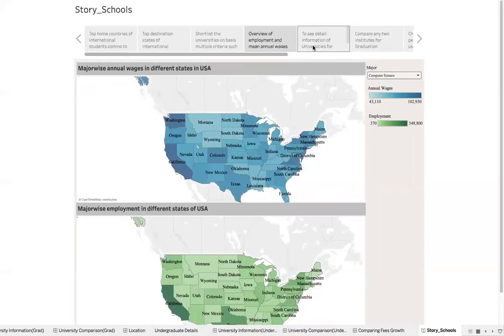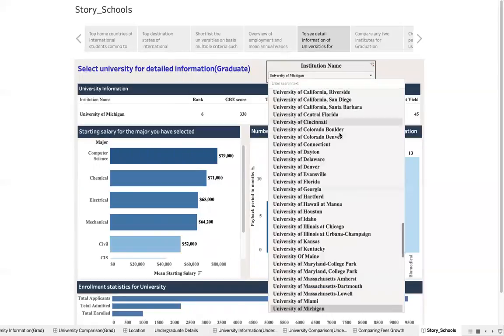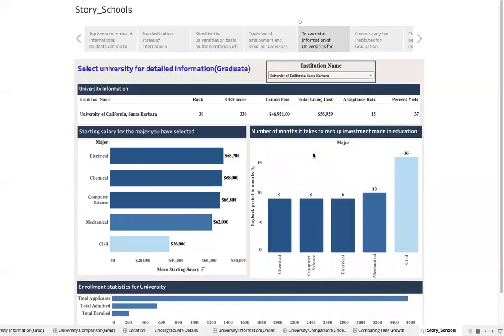So now let's say she wants to get into the details of all individual universities and all the information. So here what she can do is she can just select the university name. For example, let's say she's looking over the information of University of California, Santa Barbara, since this was the university which was shortlisted in the previous dashboard, which we have seen recently.